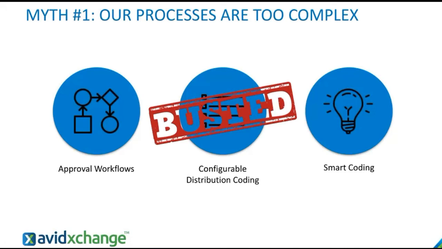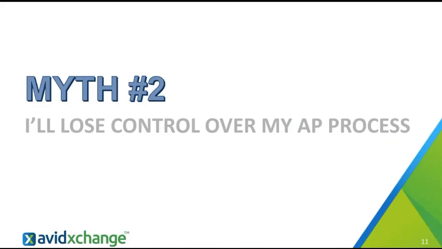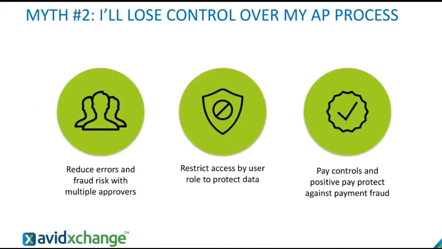So let's go on to myth number 2. Yes, so losing control over your AP process. I'm here to tell you that you can gain more control over your AP process, and specifically what users are able to do. A specific user can access invoices only for her locations, nothing else. And you can even drill down on each user to determine exactly what they can modify on the invoice. Maybe you don't want them to change any distribution line coding. That's something that you can definitely restrict.